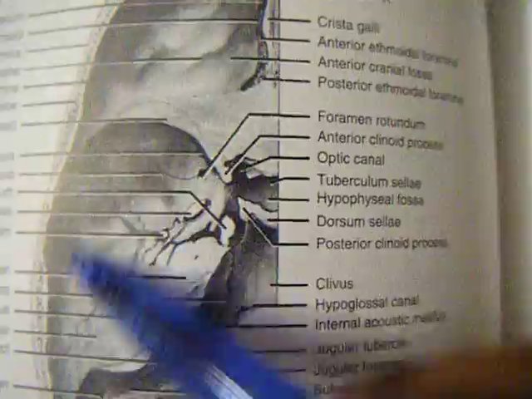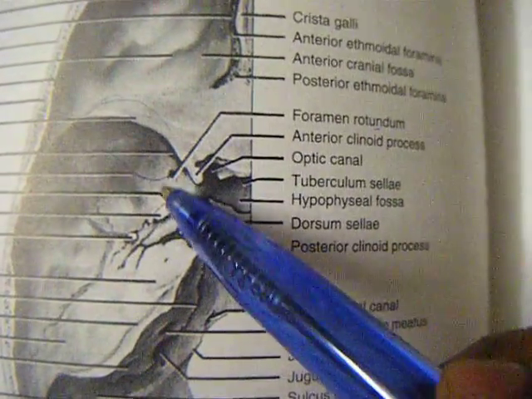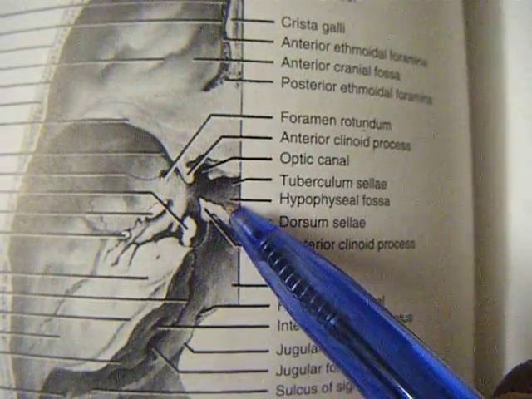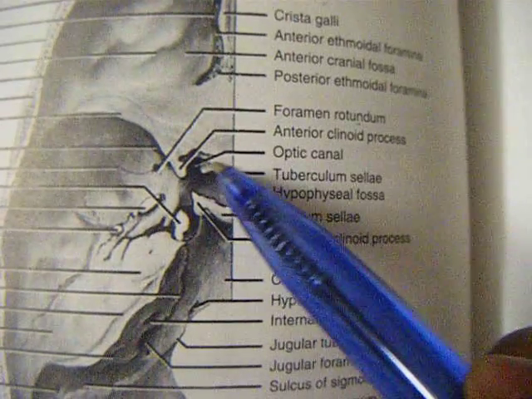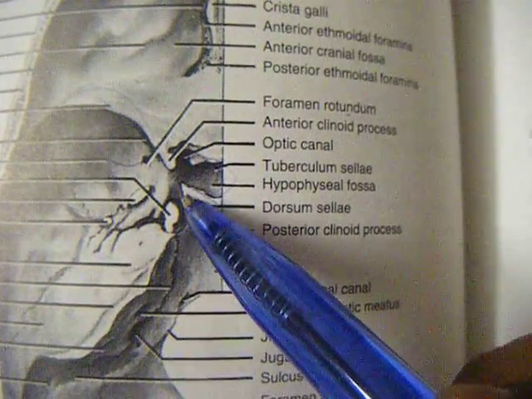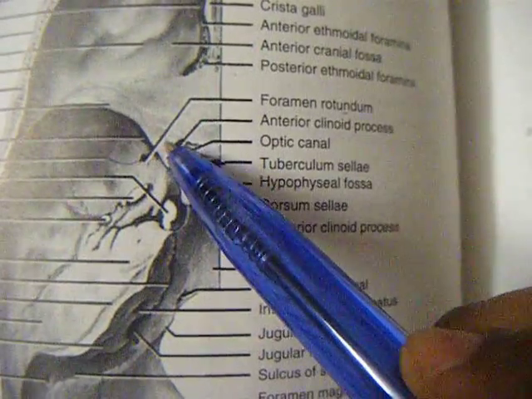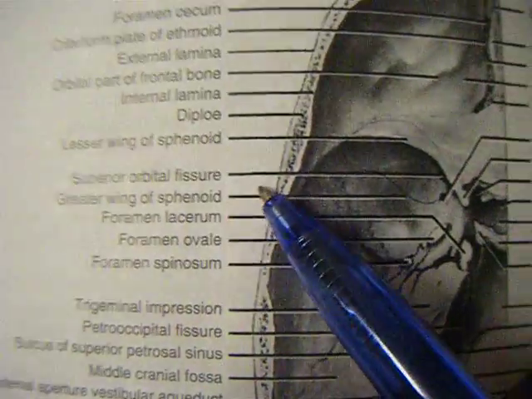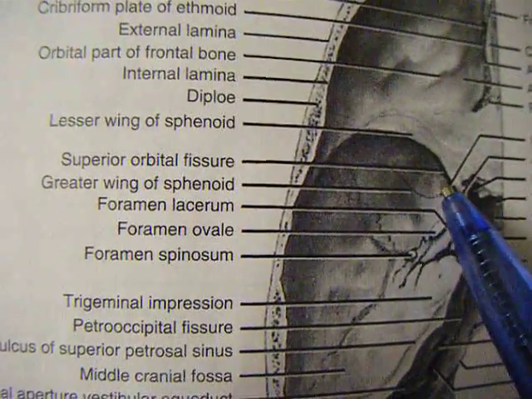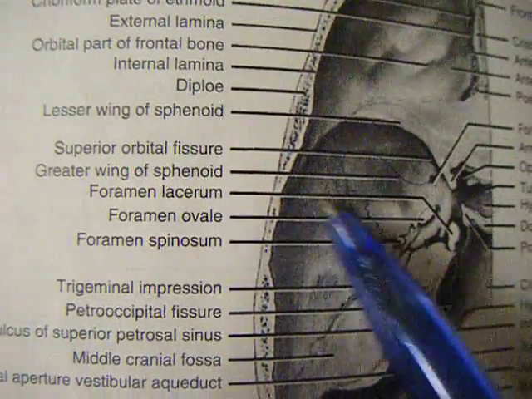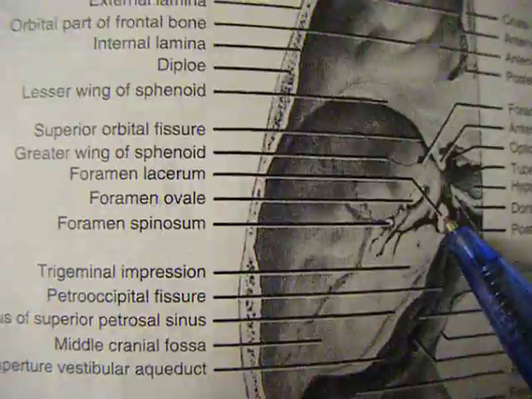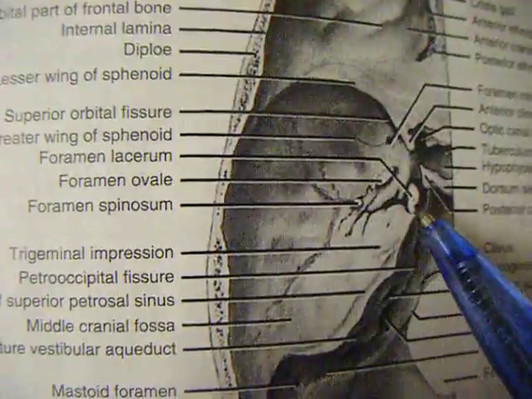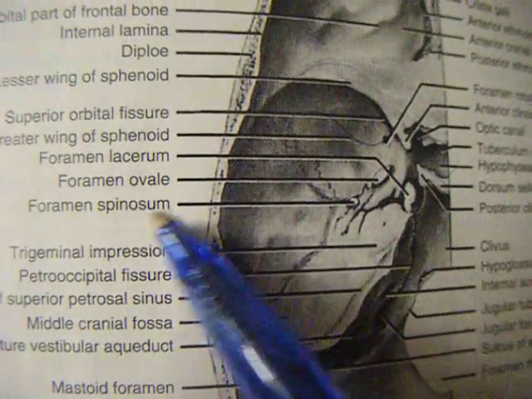Now the contents of the middle cranial fossa, you have so many foramina, foramen rotundum, then you have the optic canal, then this is the hypophyseal fossa where the pituitary gland is situated, dorsum sellae, posterior clinoid process, anterior clinoid process. Then in this part you can see the superior orbital fissure is here. There is an opening here, superior orbital fissure. Then foramen lacerum is here, foramen ovale in the shape of an oval. This is the foramen rotundum. So all these are contents of the middle cranial fossa.